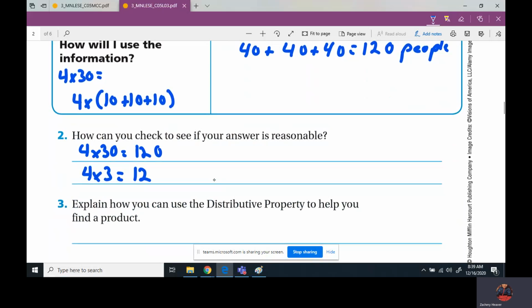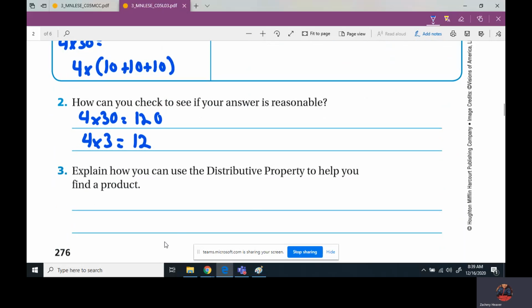So 4 times 30 is 120. We know 4 times 3 is 12. We just added 10 to it. We added a 10 in the multiplication, which gives us an extra 100. Okay? So 4 times 30 is 120, and we know that 3 and 30 are very different. 12 and 120 are very different, but look, we know 4 times 3 is 12.